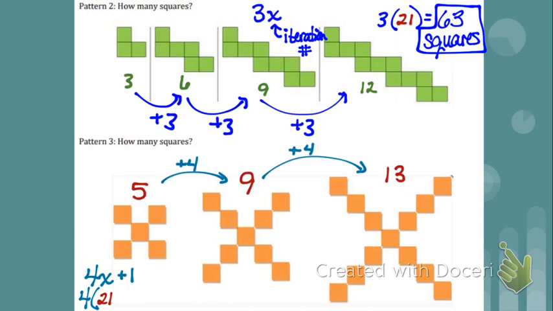how many would I need? 85. 85 squares. All right, I'm only going to talk about the top one on the back side, just because that is the most like what you're going to be looking at and assessing, okay?